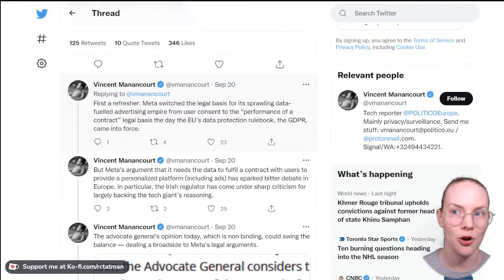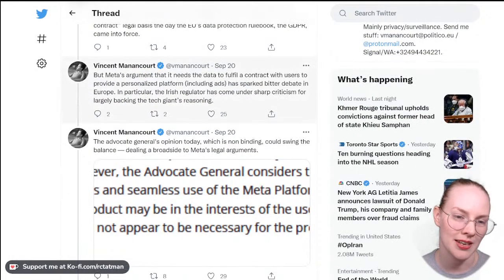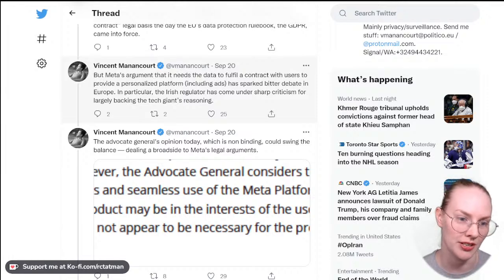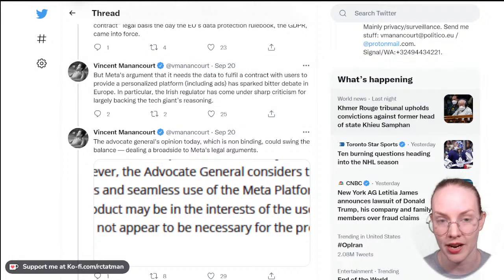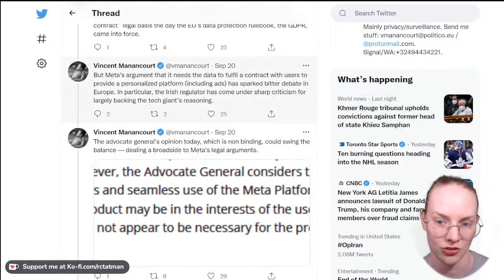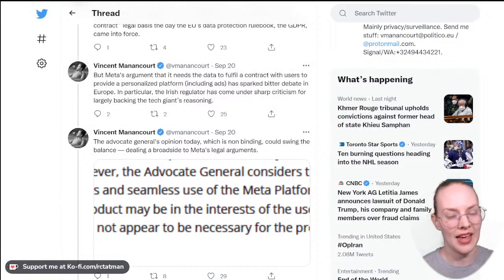So they used to say, oh, people said we could do it. And now they're like, we need to fulfill our contracts. We have to do it, right? But Meta's argument that it needs the data to fulfill a contract with the users to provide a personalized platform, including ads, has sparked bitter debate in Europe. In particular, the Irish regulator has come under sharp criticism for largely backing the tech giant's reasoning. A lot of tech companies that have European headquarters are based in Ireland because of their favorable tax structure. That's just an aside for y'all to know if you didn't know.